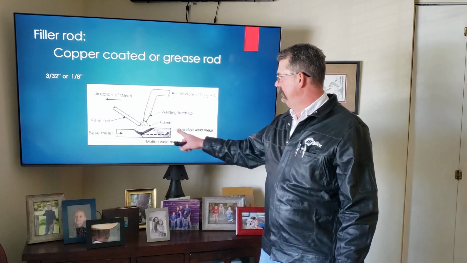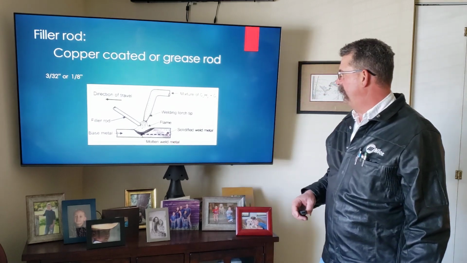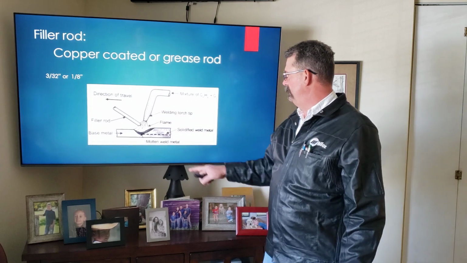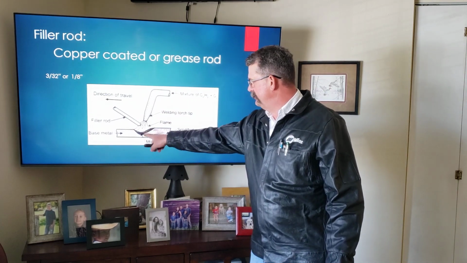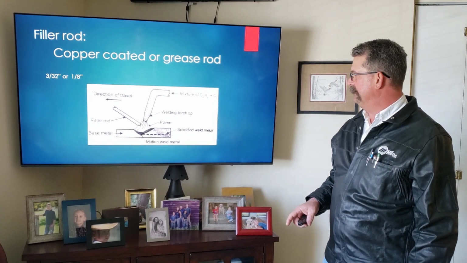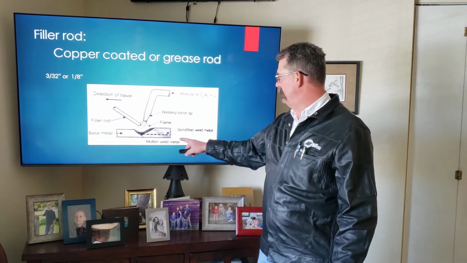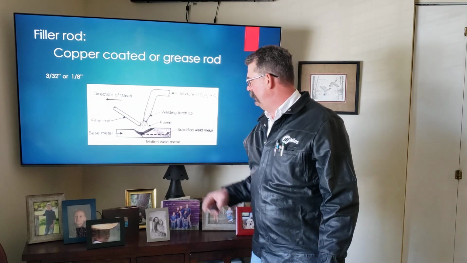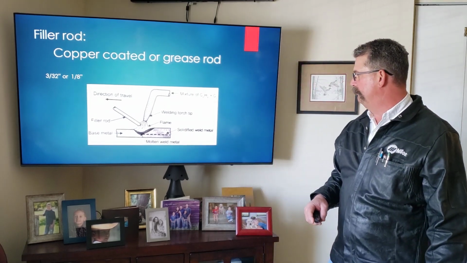As you can see here in the illustration with a filler rod type application, you have your torch tip coming in, maintaining that distance as we spoke earlier, with the inner cone of the flame about a 1/16 to an 1/8 of an inch above your base metal. And then here it illustrates maintaining the molten weld pool.